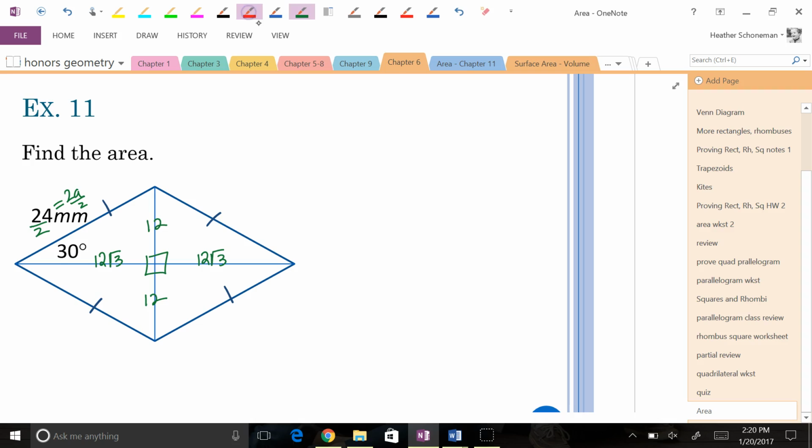Now be careful when you plug it in to find your area. The area is going to be 1/2 times diagonal 1 times diagonal 2. And remember, the diagonal is the entire length. Let's do this vertical one first. The vertical one is 12 plus 12, which is 24. The horizontal one is 12 radical 3 plus 12 radical 3, which is 24 square root 3. Half of 24 is 12, and then 12 times 24 gives you 288 square root 3 millimeters squared.